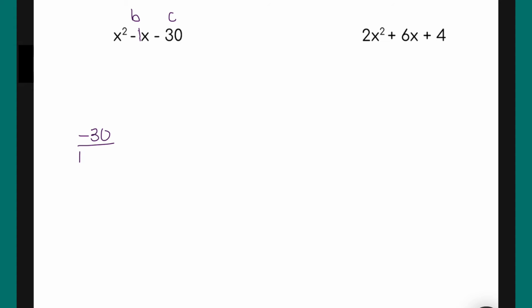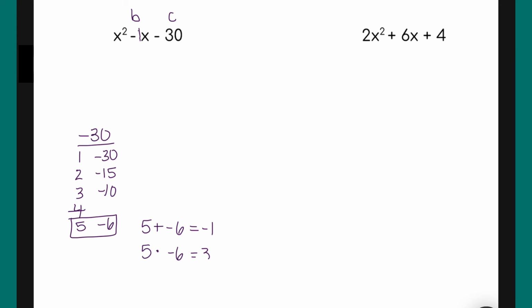We have 1 and negative 30, 2 and negative 15, 3 and negative 10, 4 doesn't work, 5 and negative 6. I'm now going to look at my pairs and determine which pair adds together to b. That would be 5 and negative 6. So 5 plus negative 6 give me my b value of negative 1, and 5 multiplied by negative 6 give me my c value of negative 30.